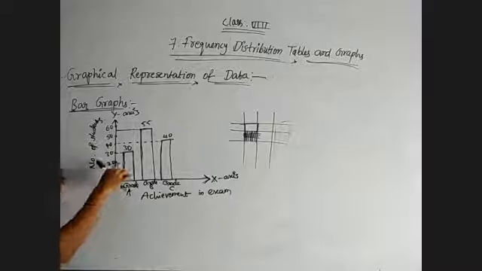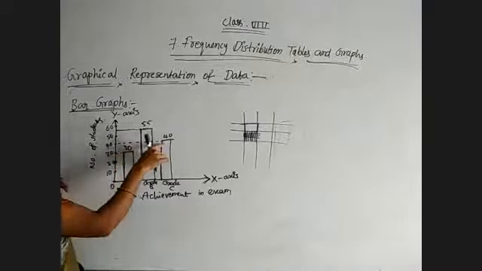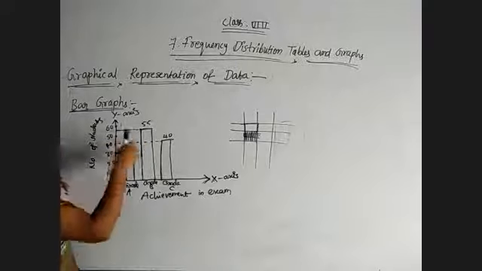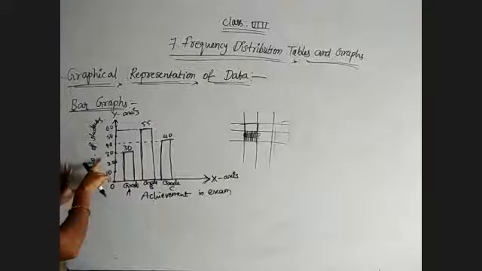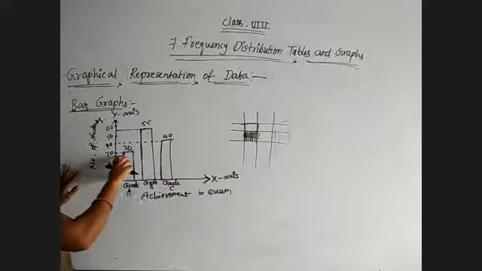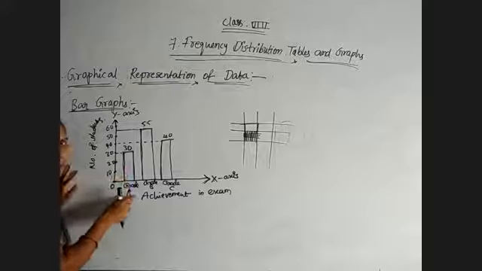Every bar has a uniform width of 1 centimeter, but the length is different. That length tells us the value of that bar. Here the value is the number of students, which means the length of this bar is 30. So 30 students are scoring grade A.